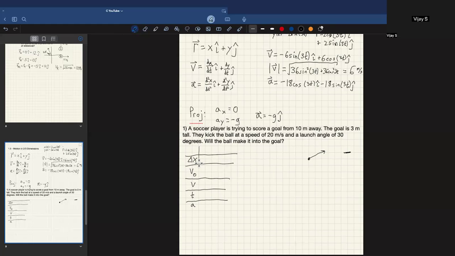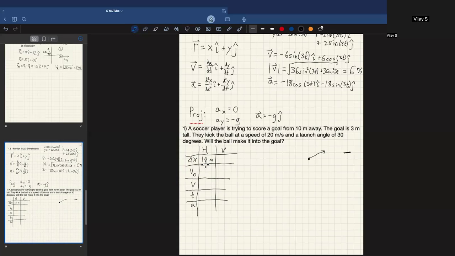So we've got two different columns, one for horizontal, which I'm going to call H, one for vertical, which I'm going to call V. And a couple of things that we know here is we know that we want the ball to go 10 meters horizontally, right? That's kind of our starting point. And again, we want to check to see what the height of this ball is going to be and compare it to that 3 meters tall.